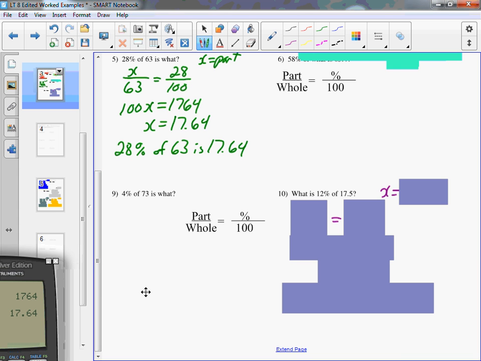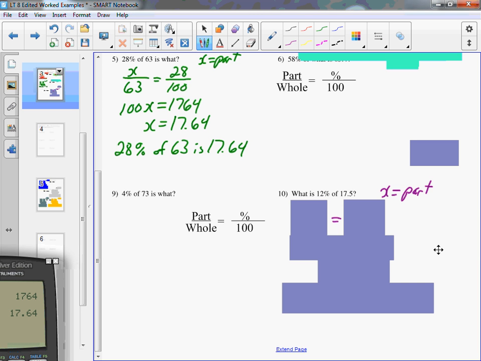All right, on number 10, I'm going to make you do more of the thinking. What is 12% of 17.5? Is X the part, the whole, or the percent? What are they asking for? The part, the whole, not the percent. They give us 12%. The part. The clue is when they, I hesitate to say always, but of the number, whatever it's of, that's the whole. Okay? So X equals the part because the 17.5 is the whole.